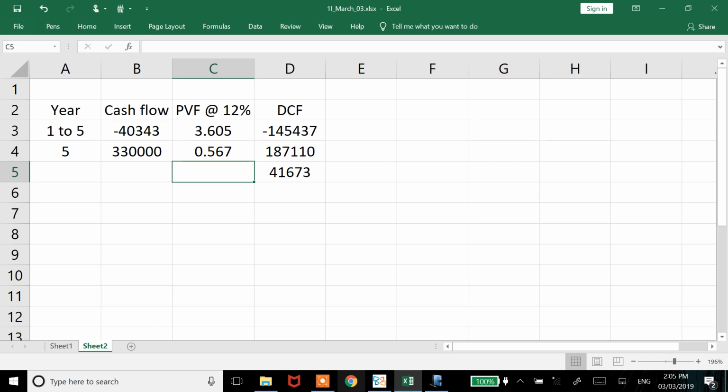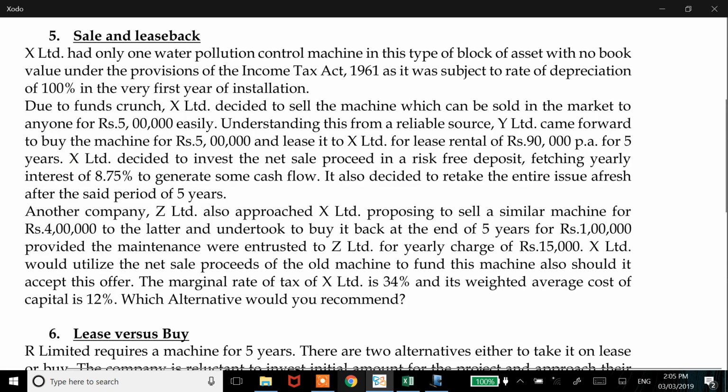Now I also have another option in hand, which is going with Z. So let's see what happens if we go with Z. Next, working note 2, evaluation of offer of Z Limited.